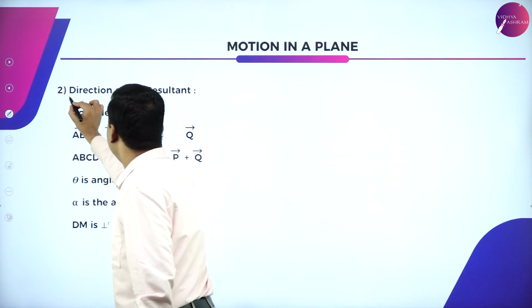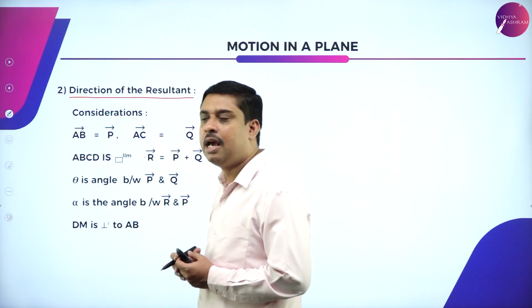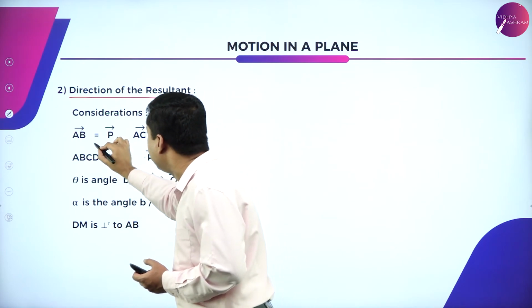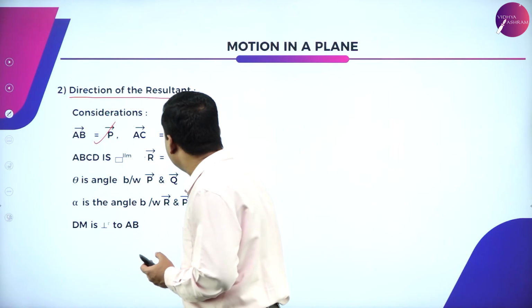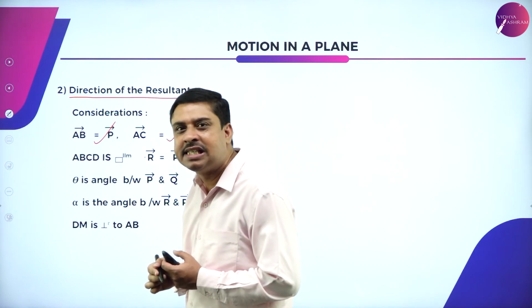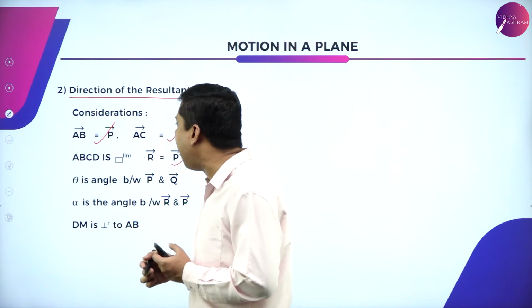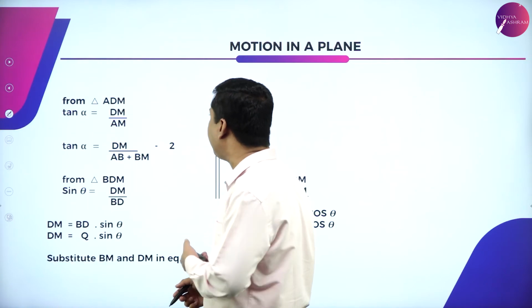Now, direction of the resultant. Again important, the same considerations. Vector AB is equal to vector P. Vector AC is vector Q. Vector R is P plus Q. The same considerations I have made.